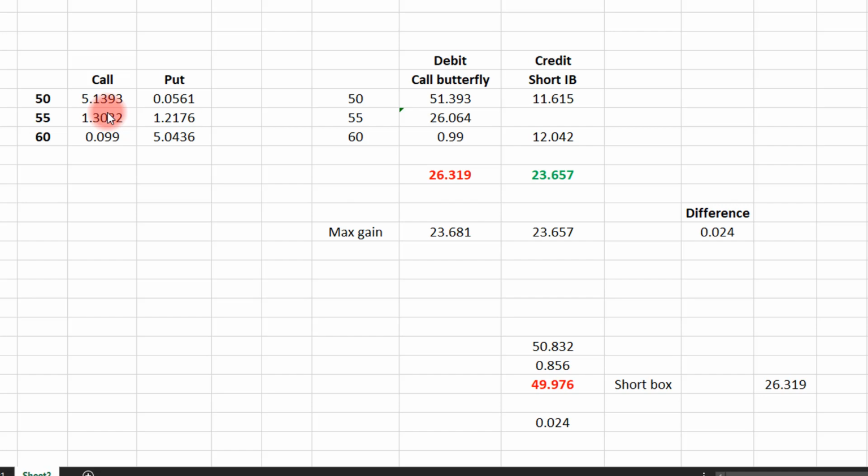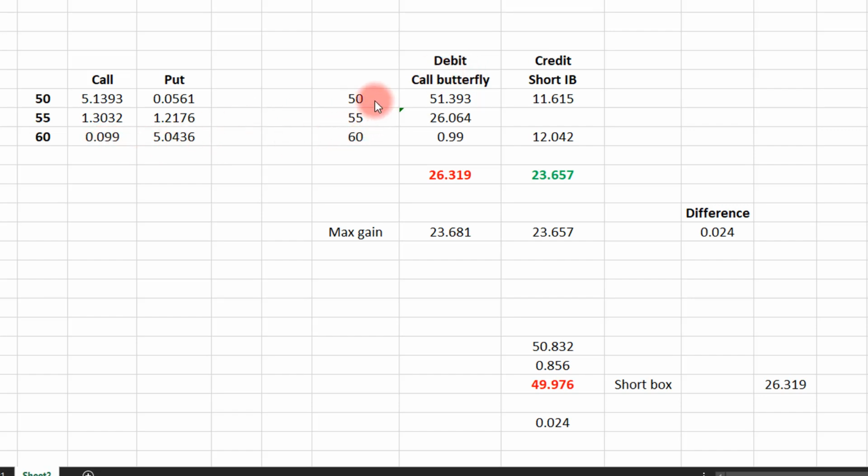And I've done that because we're going to have to go to several decimal places, otherwise we're going to get rounding errors. So these are the theoretical prices. Over on the right, we're going to start with the debit call butterfly, and to add some further clarity, I'm going to assume that we're going to do 10 butterflies. And that's just going to help us get rid of some of these little pennies out here.